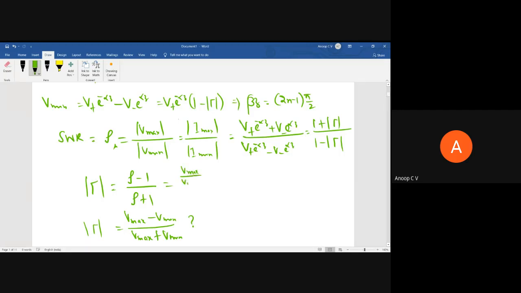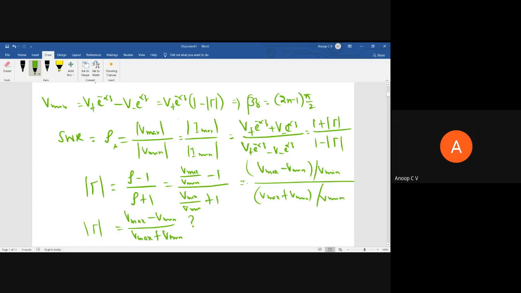Vmax by Vmin, right? So I can write Vmax by Vmin minus 1 divided by Vmax by Vmin plus 1. If you expand this, we will get Vmax minus Vmin divided by Vmin, divided by Vmax plus Vmin divided by Vmin. So this 1 by Vmin will get cancelled on both numerator and denominator. So what we'll get is this.